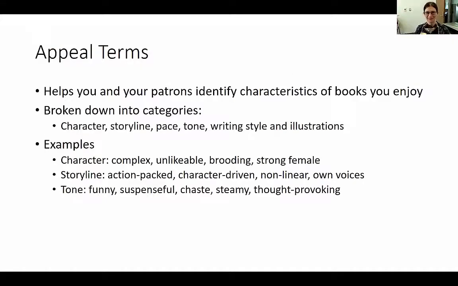One way that Novelist helps us identify characteristics of books we enjoy is through the appeal terms feature. Appeal terms are broken down into categories, some of which you may identify as narrative elements, such as character, storyline, and pace, or stylistic attributes, such as tone and writing style, and illustrations, which are particularly important when you're looking for children's storybooks. So let's take a look at some of the appeal terms and how they work in practice.